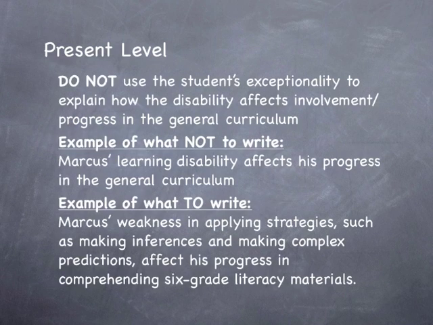When you're writing a student's PLEP statement, be sure to not use the student's exceptionality to explain how the disability affects involvement and progress in the general curriculum. So an example of what not to write would be something like, Marcus's learning disability affects his progress in the general curriculum. Instead, a better way would be to say, Marcus's weakness in applying strategies such as making inferences and making complex predictions affects his progress in comprehending 6th grade literacy materials.